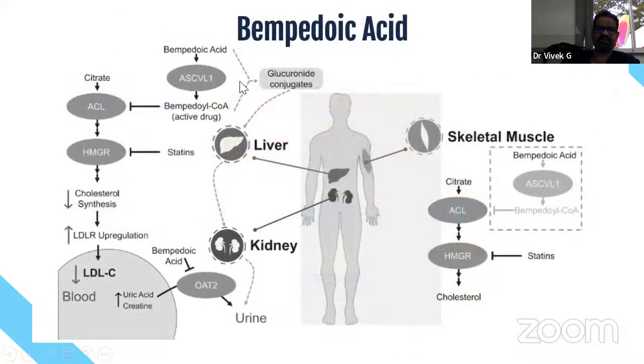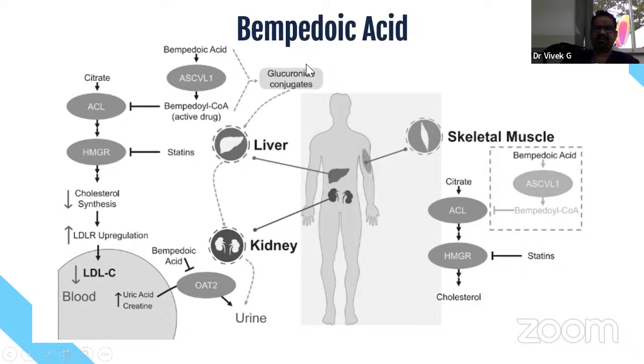So this summarizes it even a little bit better. Bempedoic acid is converted to the active form. It inhibits the ACL. Statins is where it inhibits, and there's a decrease in the cholesterol synthesis. There's an increase in the LDL receptor upregulation, and more LDL receptors. LDL is removed from the blood.